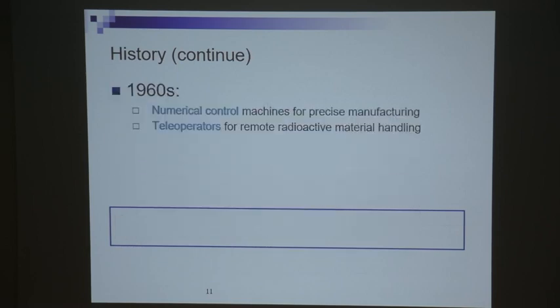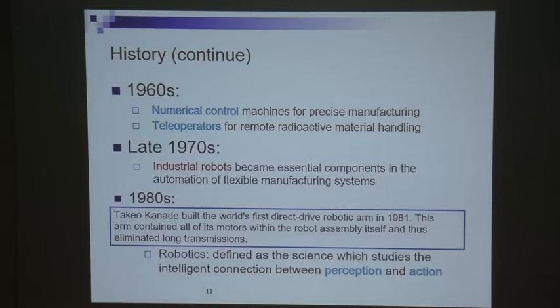In 1960, we have numeric control machines for precise manufacturing. These CNC machines are not exactly robots. And then we also have teleoperators for remote radioactive material handling. In the 1970s, the industrial robot became an essential component for the automation of flexible manufacturing systems. In the 1980s, Professor Kanade developed the world's first direct drive robotic arm in 1981.